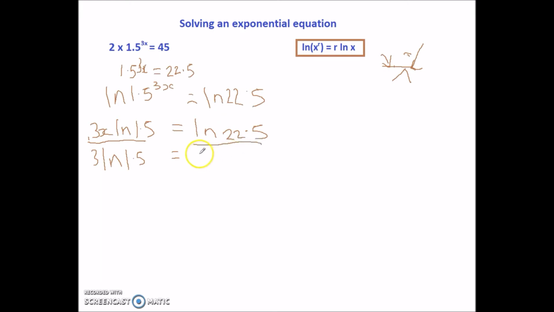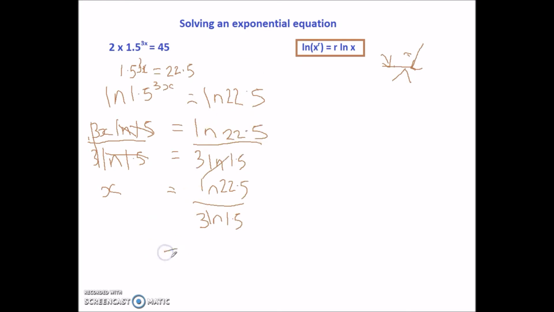So we divide it by 3 ln 1.5. The 3 up here and down there will cancel out. So will the ln 1.5. All that we'll be left with is x. So x is equal to ln 22.5 divided by 3 times the natural log of 1.5. We're going to need our calculators to solve this, unless you are an absolute genius and work that out in your mind.